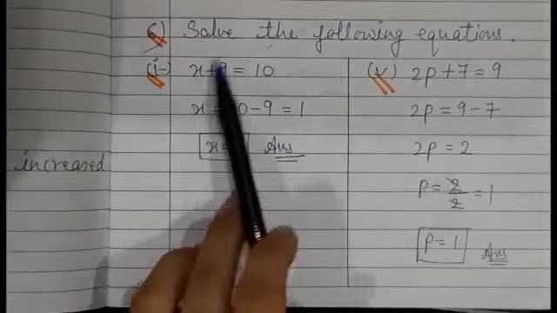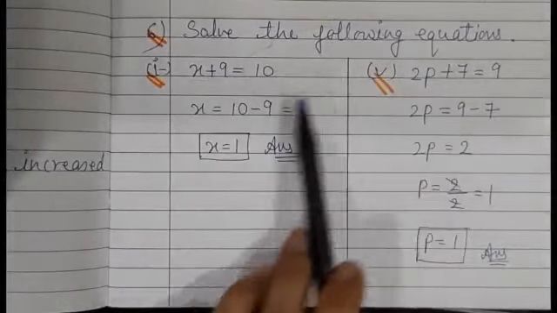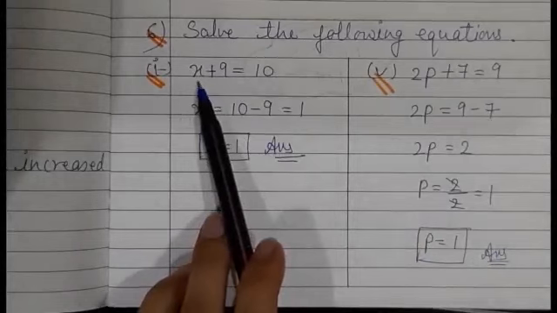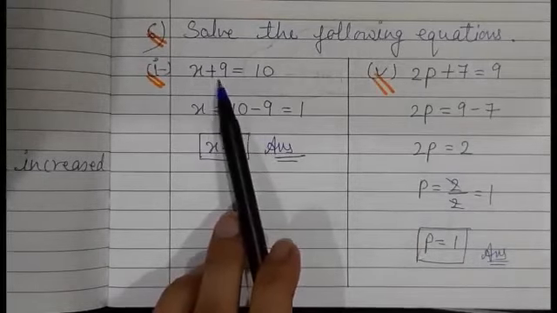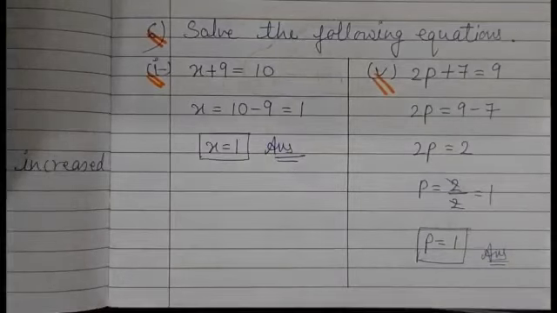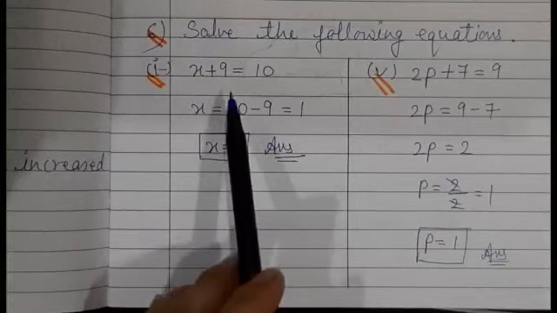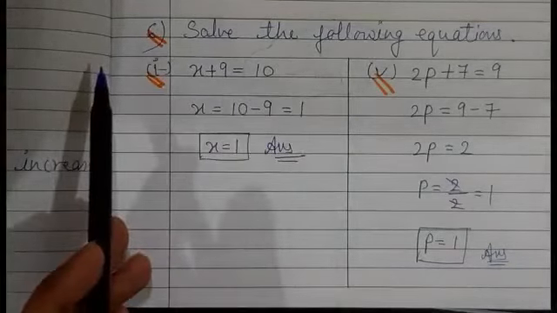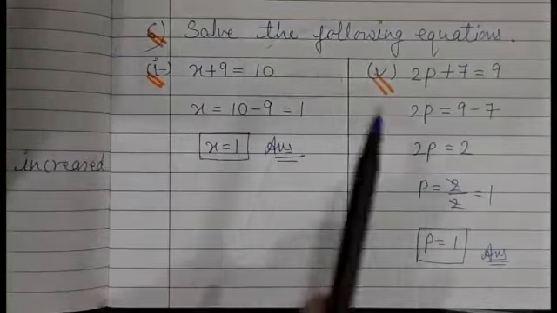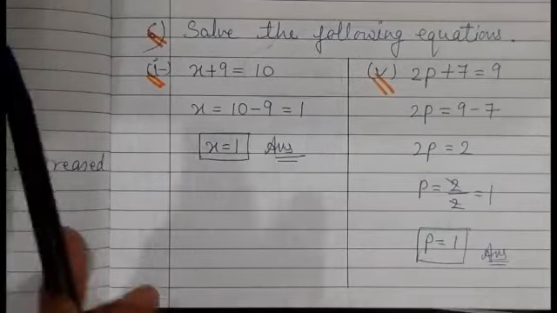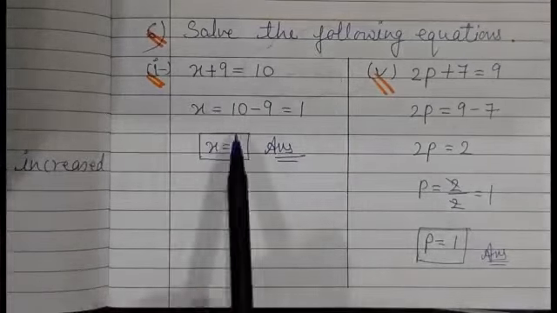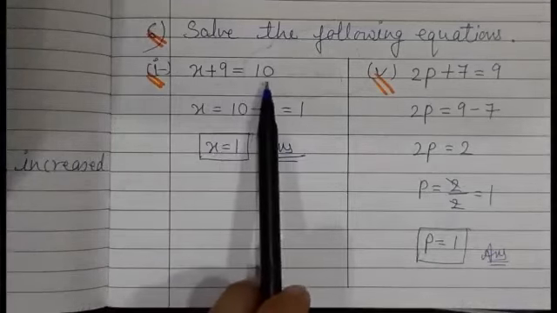Now the sixth numerical: solve the following equations. We have to solve these equations and find out the value of x by transposing numbers or variables from the left-hand side to the right-hand side. And you know that when we transpose, plus becomes minus, minus becomes plus, multiply becomes division and division becomes multiplication, right? So the first part, x plus 9 is equal to 10.